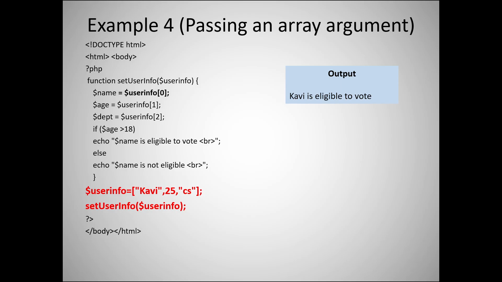Similarly, you can pass an array as an argument. When you are passing an array as an argument, likewise you are going to use the subscript for extracting the elements from that array. Here user info of 0 is going to receive the name which will be available in the first value. For the second value, user info of 1. For the third value, user info of 2.